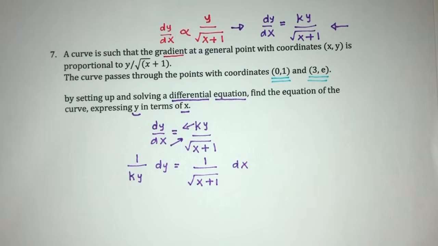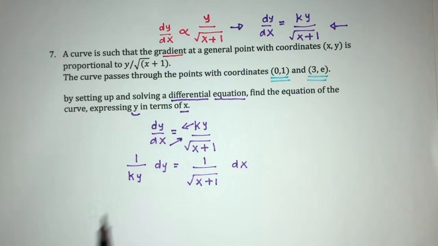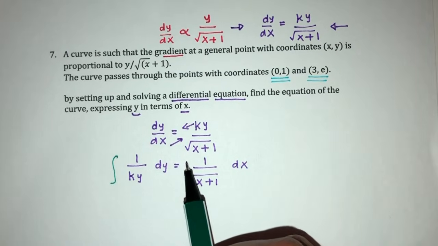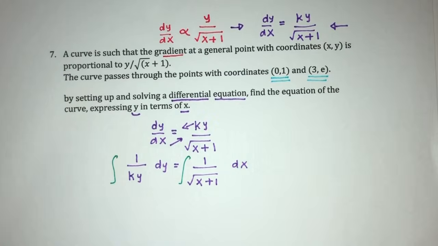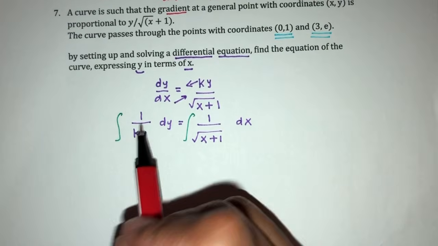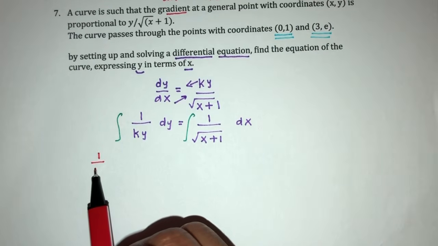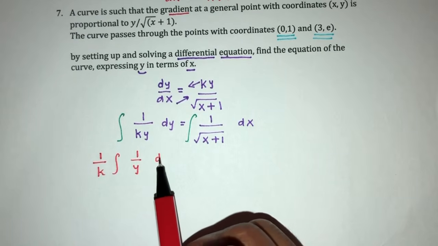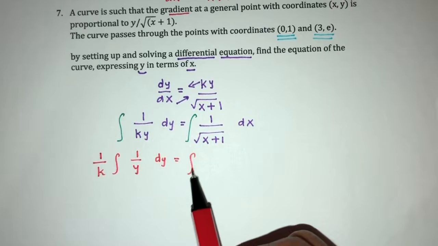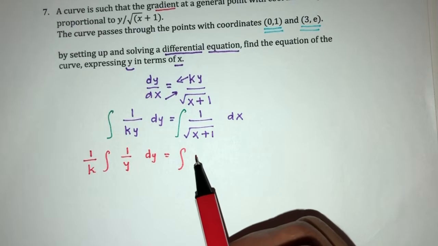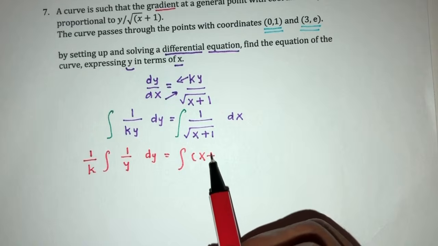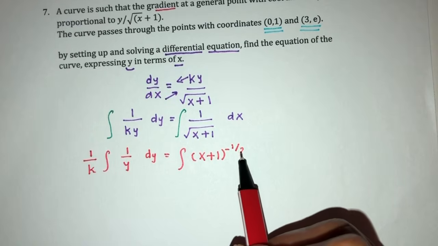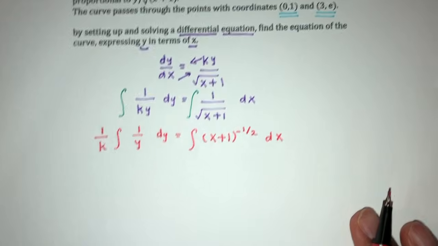Okay, so now since we have all the x on one side and all the y on one side, we can solve the equation. So here what do we have? We can just first take out the value of 1 over k. You will have 1 over y dy, and then here you will have what? We can rewrite this: bring this up, that will be x plus 1 power minus half, dx. Now we can simplify.